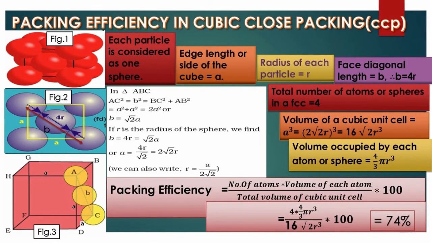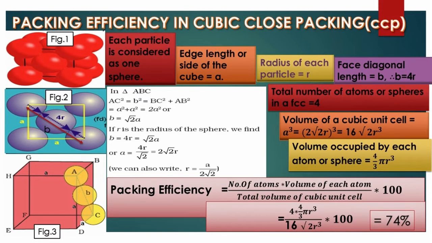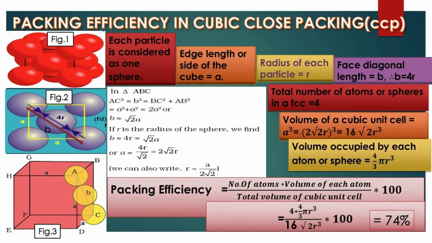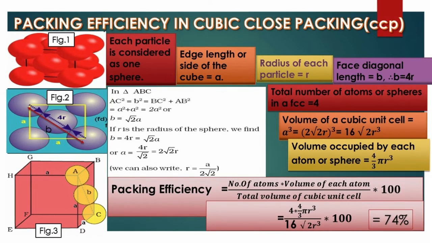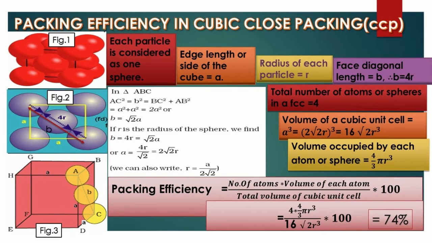So b² will be equal to 2a². Now let's find the relationship between r and a. We know b is equal to 4r from figure 2. So 4r will be equal to √2 times a. So a will be equal to 4r/√2. Upon simplifying, you will get a is equal to 2√2 r.